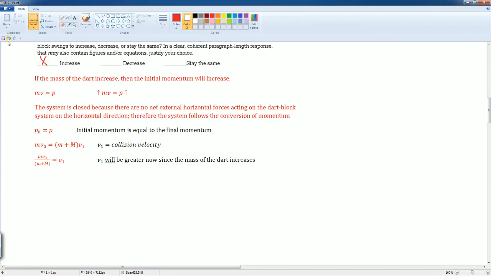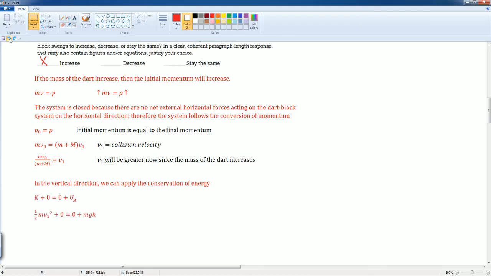Here's the second part of the answer. In the vertical direction, now you have to apply conservation of energy. K plus 0 equals 0 plus Ug. That means the initial kinetic energy is going to be equal to the final potential energy. There is no initial potential and there is no final kinetic. So what is happening is all the kinetic energy is going to be transferred to potential in this situation.